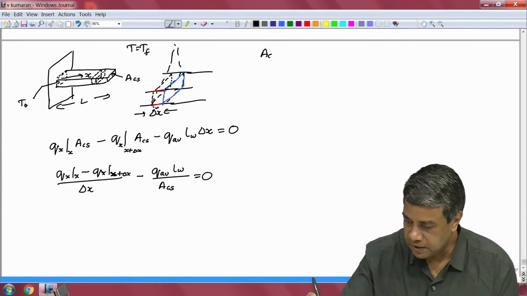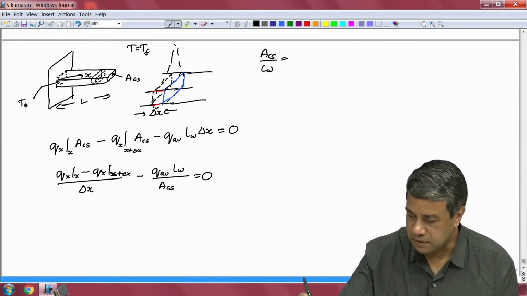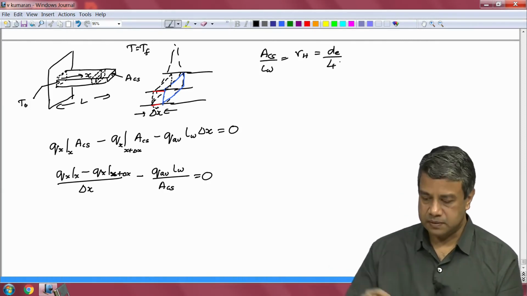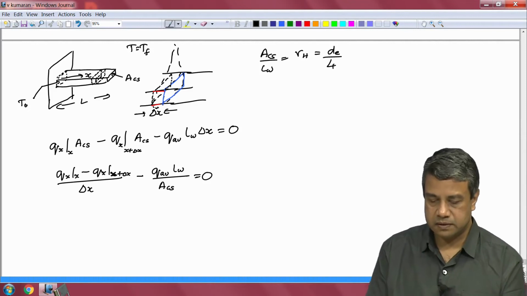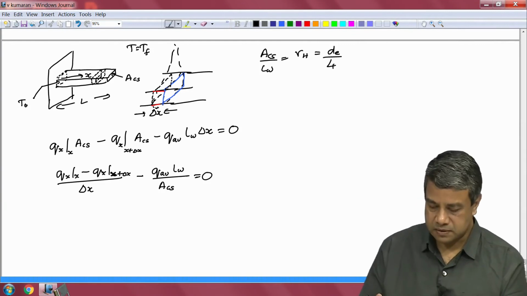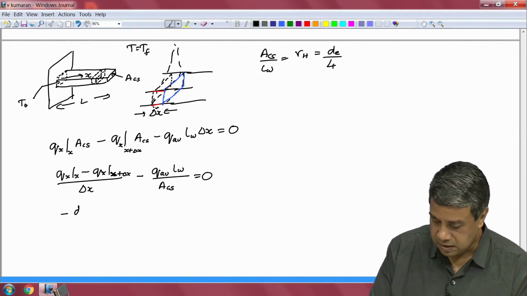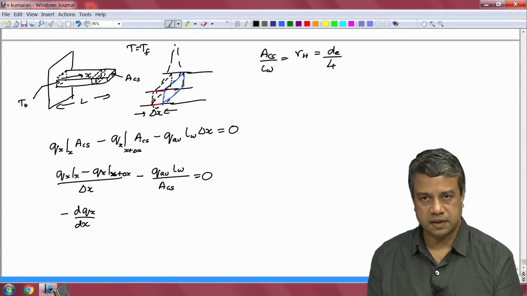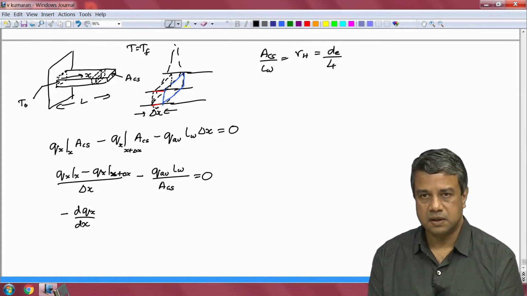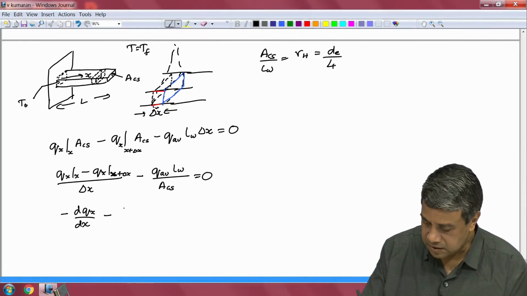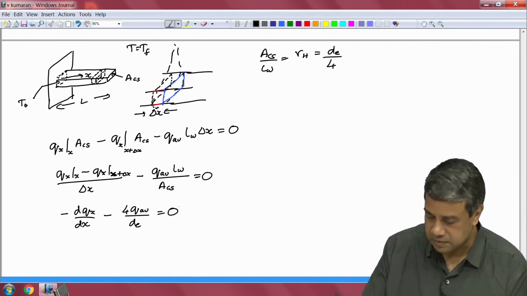The cross sectional area by the wetted perimeter is equal to the hydraulic radius, which is equal to the equivalent diameter divided by 4. The first term on the left, in the limit as delta x goes to 0, is equal to minus d of qx by dx. You convert from a difference equation to a differential equation, and the second term is equal to minus 4 QAV by the equivalent diameter, which is equal to 0.